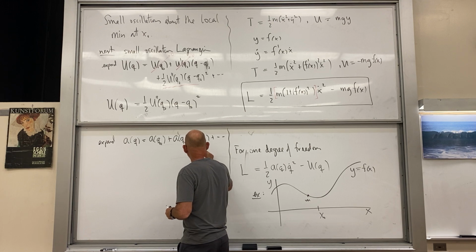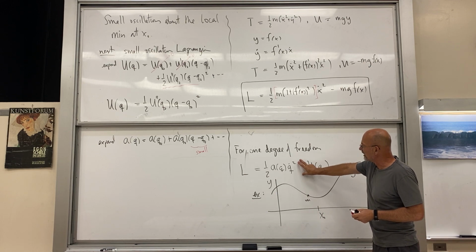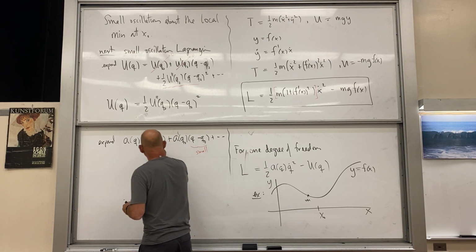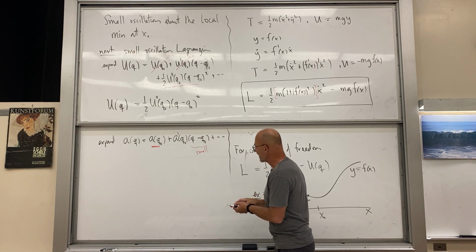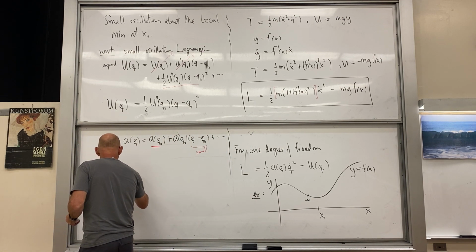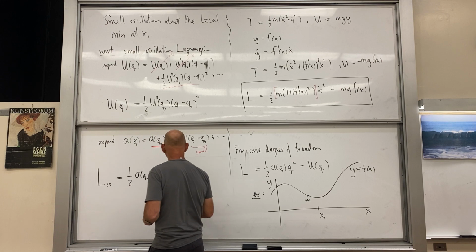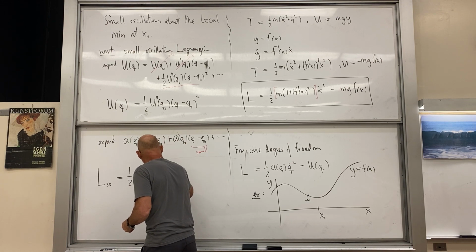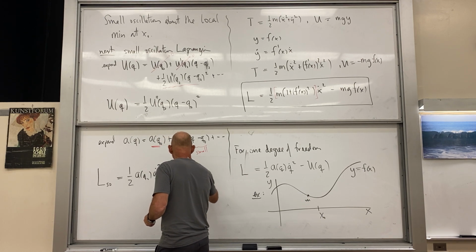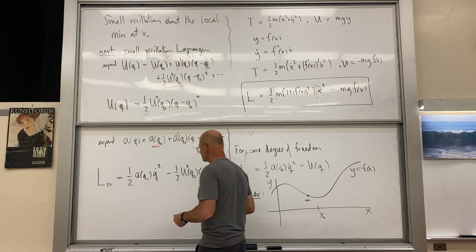So as before, small means small enough. And now our A of Q is simply replaced with A of Q0. So what I call the small oscillations Lagrangian, L sub SO, is equal to 1/2 A of Q0 Q dot squared, right, minus 1/2 U double prime of Q0 times Q minus Q0 squared.